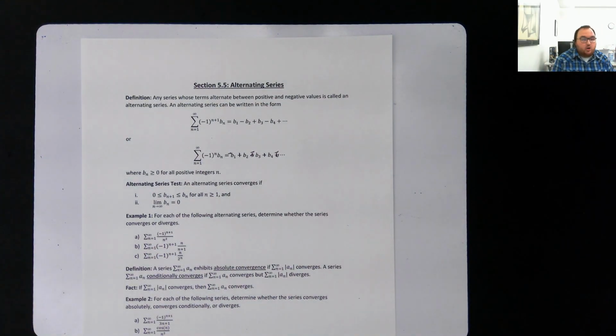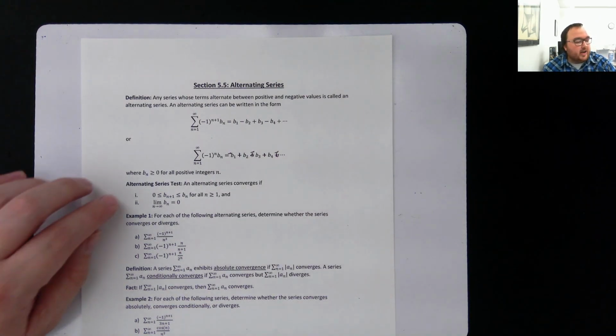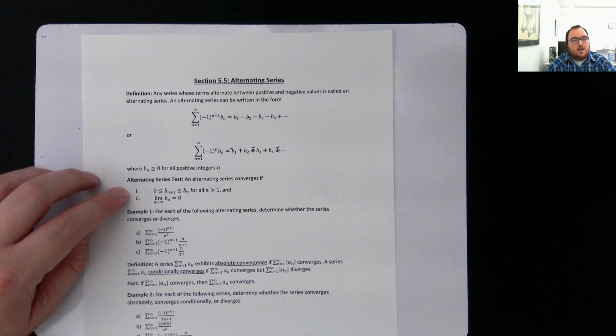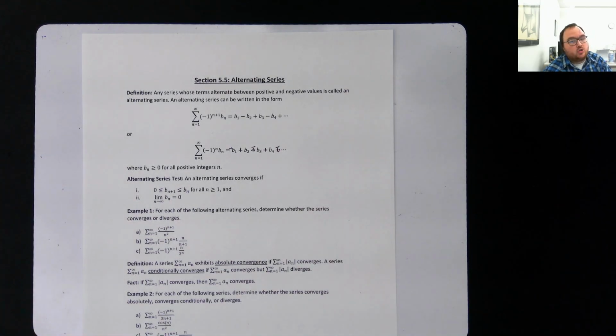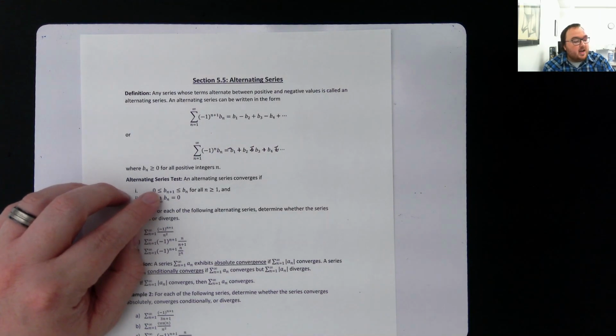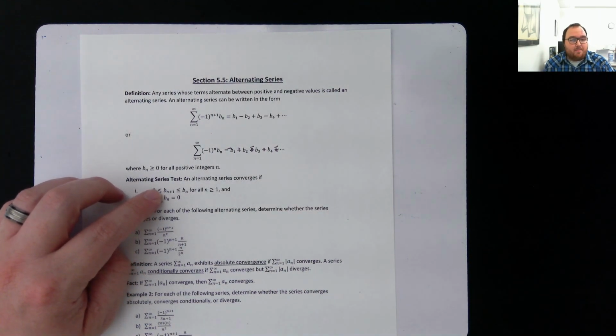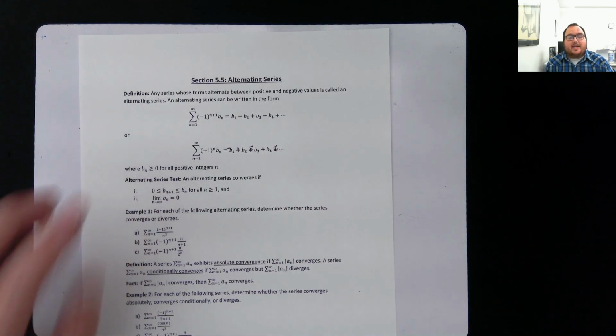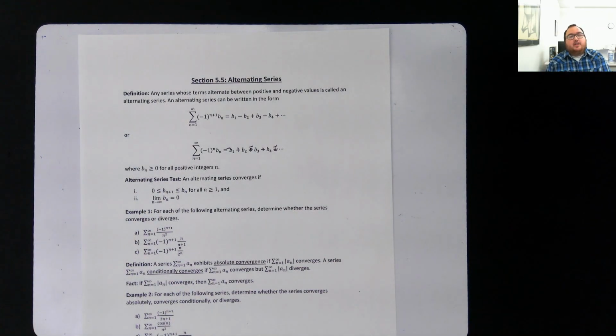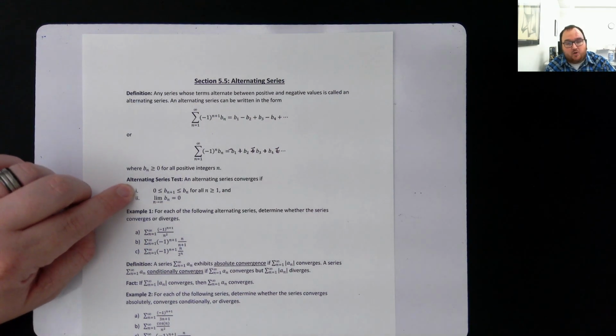So basically, I want to learn now, how do I tell if something like this converges or diverges? For that, I'm going to use something called the alternating series test. And what this says, an alternating series converges if b_(n+1) is less than b_n. What this means is I'm decreasing, right? Because my next term is going to be smaller, and then smaller, smaller, smaller. So this means it's decreasing.